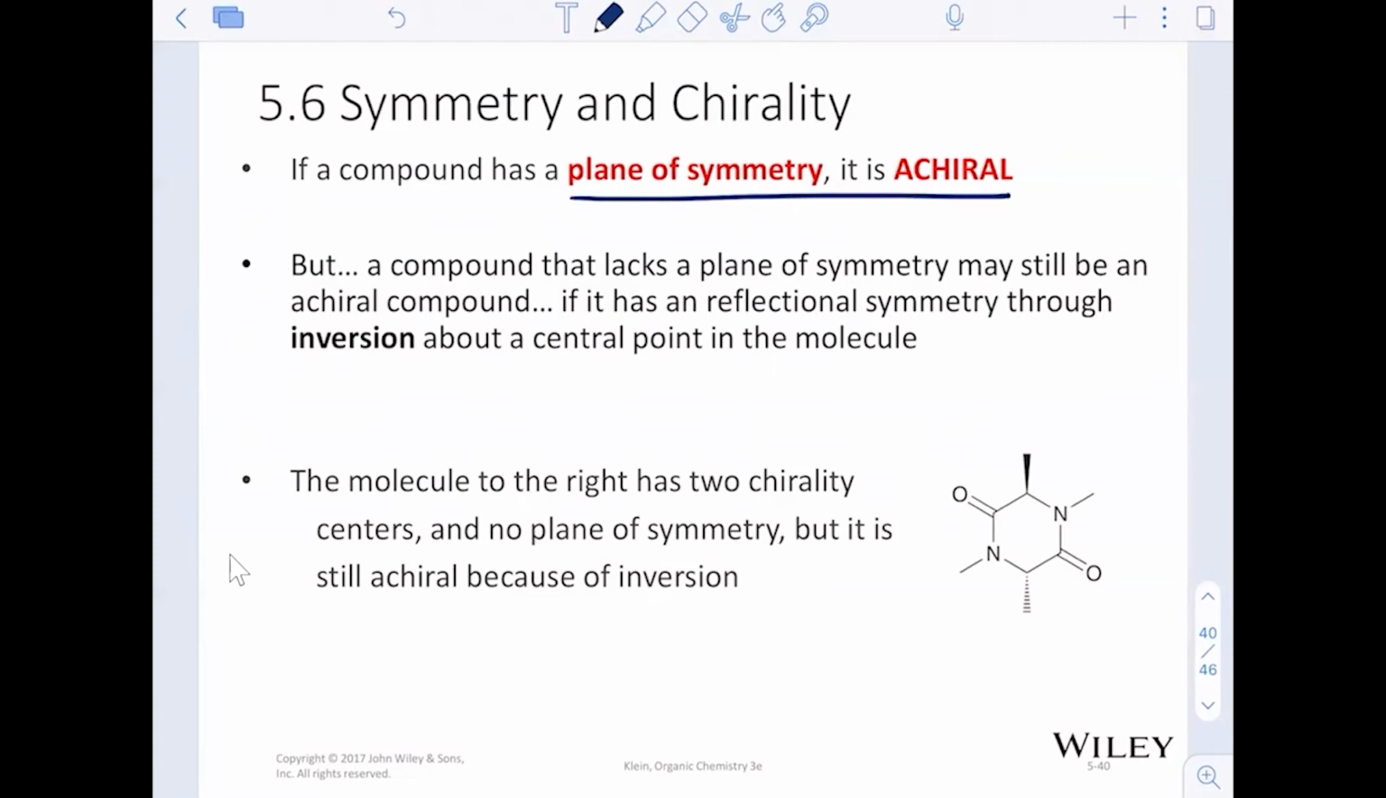Now, be very careful. We will avoid a lot of reflectional symmetry, but notice that through this inversion point, we can kind of see the idea of symmetry. This compound has inversion symmetry, and so therefore this compound is achiral as well. The molecule does look like it has two chiral centers and no plane of symmetry, but it's still achiral because of inversion.